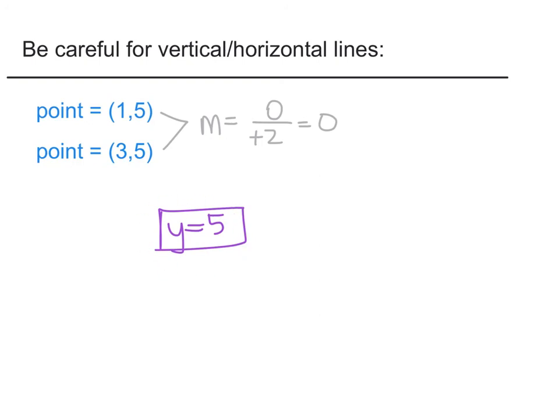On the test, on a quiz, anytime I ask you, if I say write the equation in any form, that's probably a pretty good hint that it's going to be a vertical or horizontal line. I need y equals 5, and that's it.